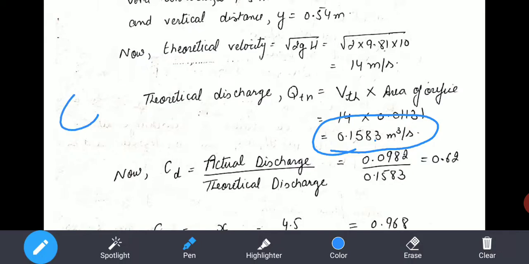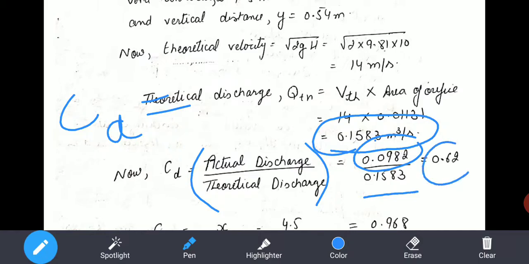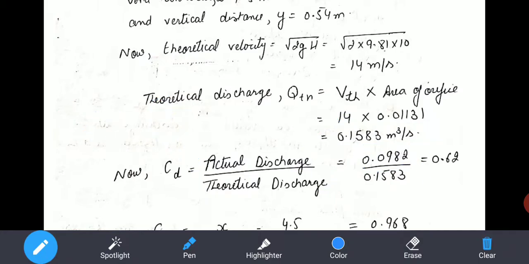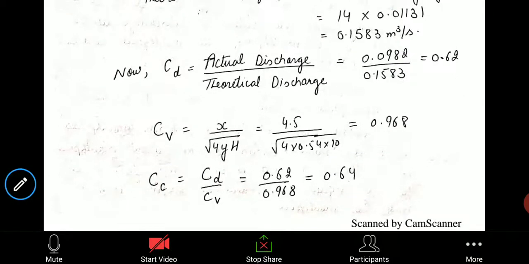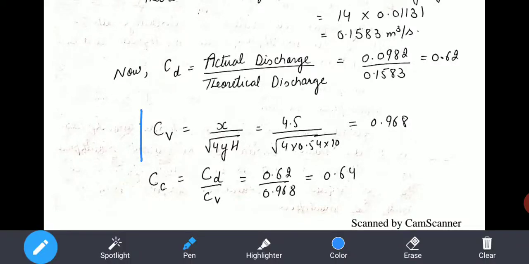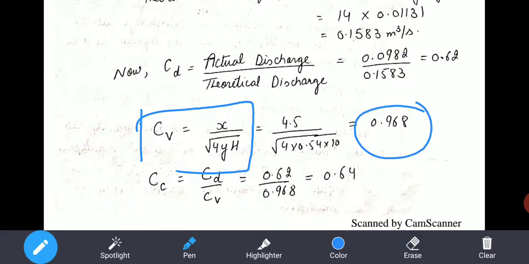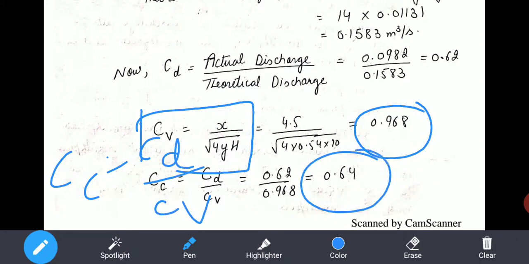Now we can calculate the coefficient of discharge, which is actual discharge upon theoretical discharge. The actual discharge given in the question is 0.092 and the theoretical discharge is 0.1583, so Cd equals 0.62. Now we have to calculate Cv, which we obtain from the jet method: x upon under root 4yh. Simply put in the formula and we obtain Cv. And Cc is equal to Cd upon Cv. Put in these values and you obtain Cc.